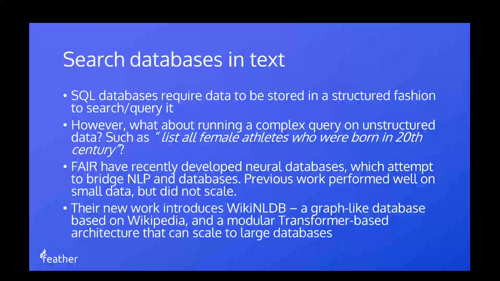Their new work introduces WikiNLDB, which is a graph-like database based on Wikipedia and is structured as such. Is a tuple of subject, relationship, and object. So an example could be a subject being Elon Musk, the relationship being is the founder of, and the object being SpaceX. And they also introduce a modular transformer-based architecture which performs well on this database and can scale well to larger databases.